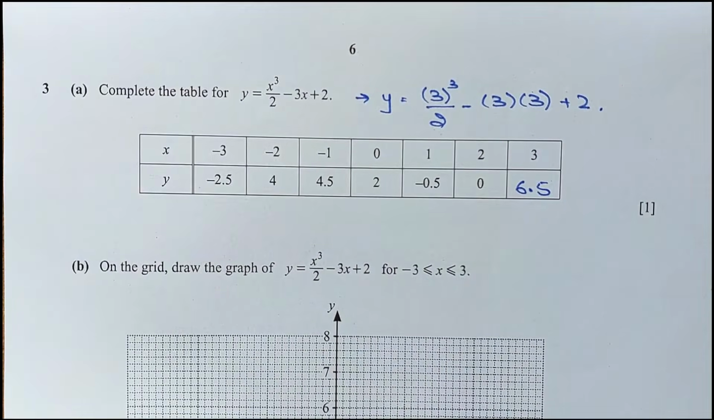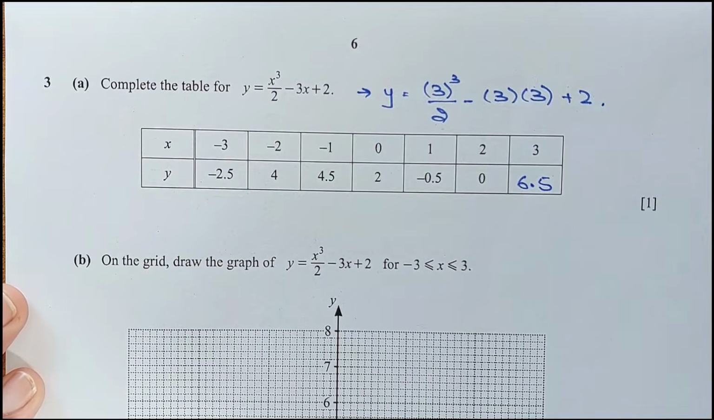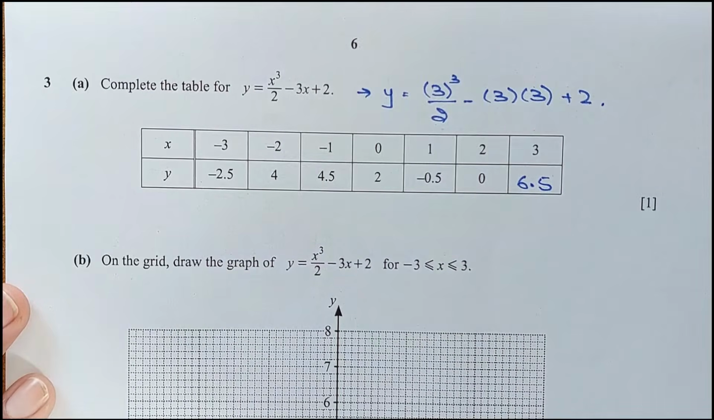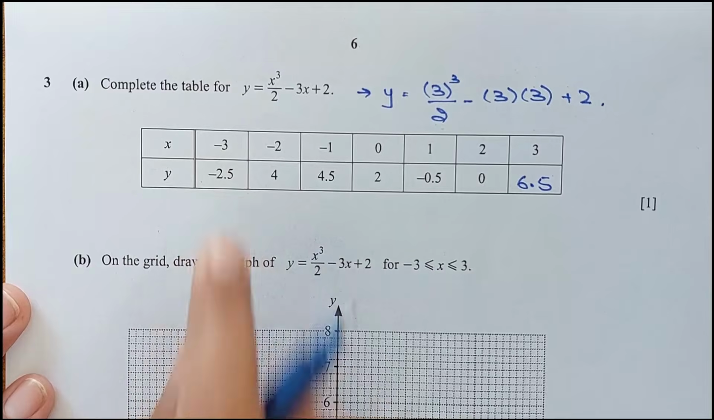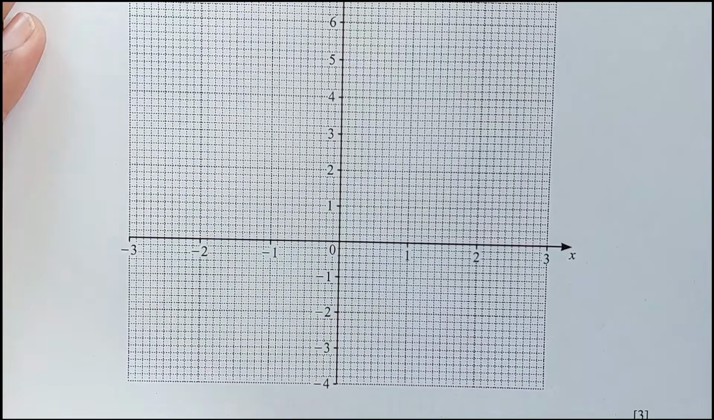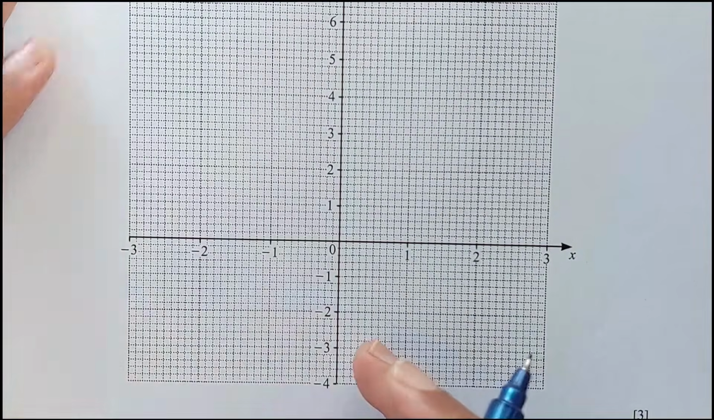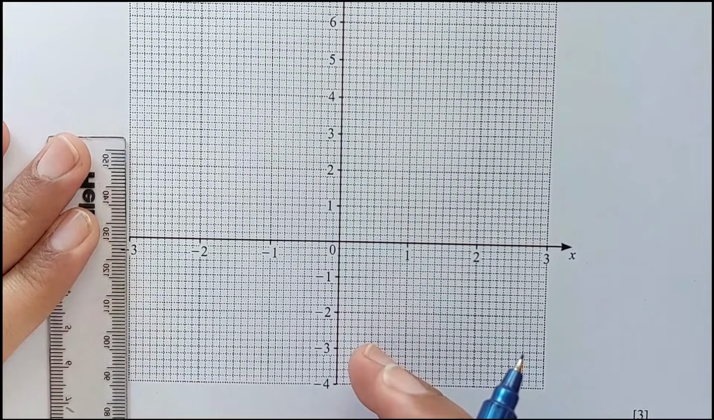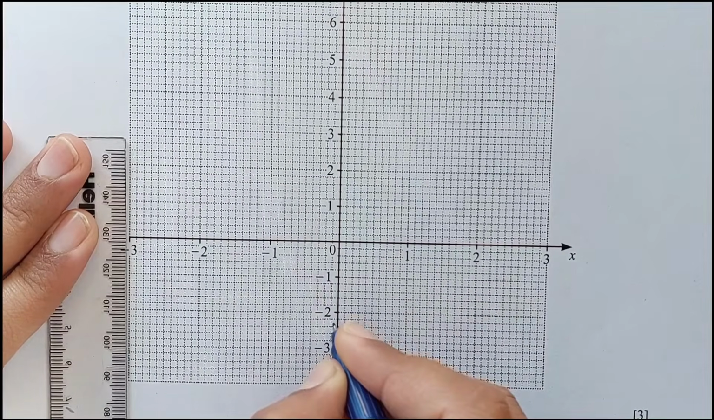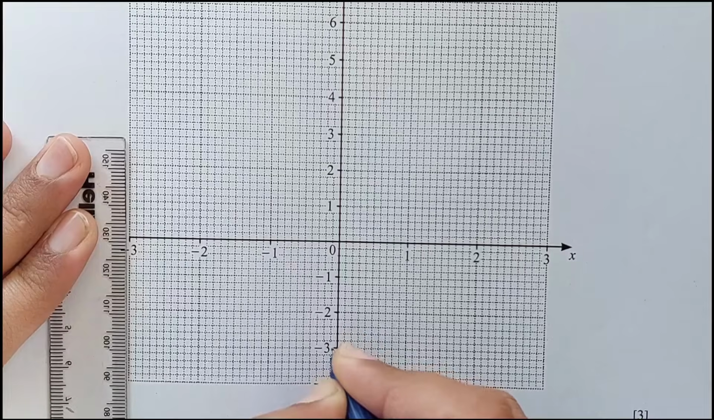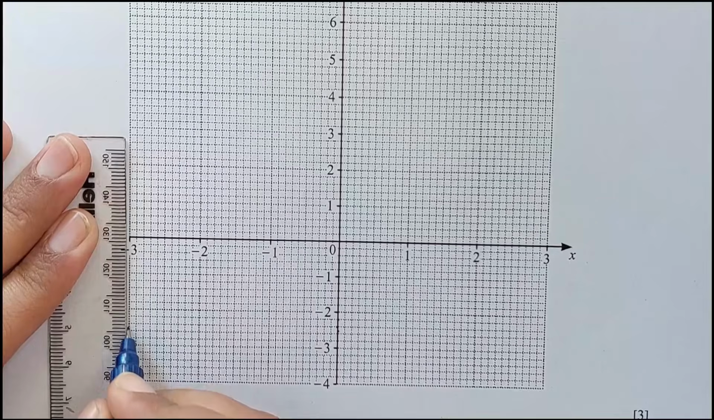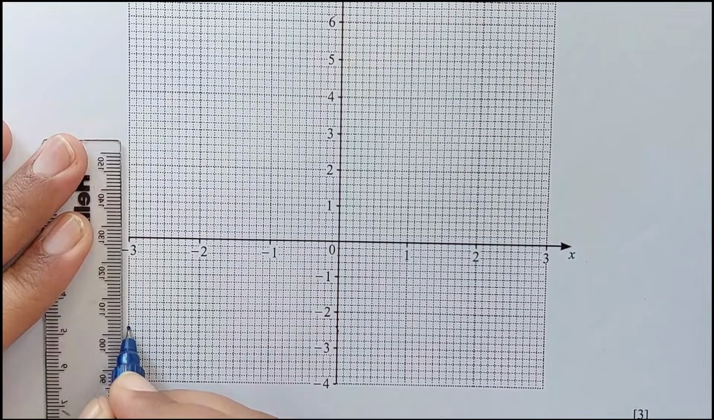Right, now for part B, on the grid draw the graph of the function for x between -3 and +3. Okay, so let's do this. When x is -3, y is -2.5 at the bottom. Okay, so we have minus 3 and at the bottom minus 2.5. So minus 2, 2.2, 2.4, 2.6, 2.8 and 3. 2, 4 and 5 in the middle. This point.